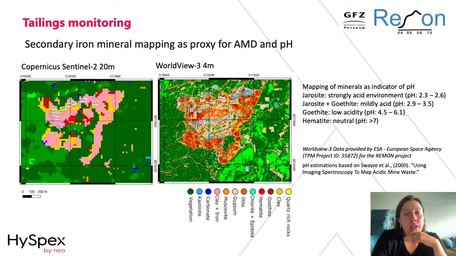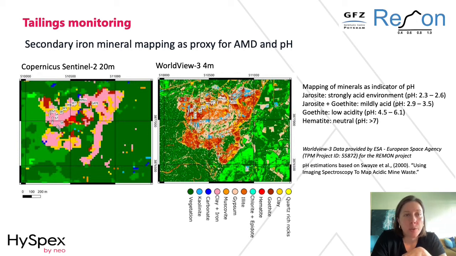Another approach for iron is tailings monitoring, which means that we can use secondary iron minerals and map them as proxies for acid mine drainage, AMD, or for pH. And I wanted to show you a comparison between a satellite, so this is Sentinel-2, and a superspectral satellite, the commercial WorldView 3 sensor. And this is the VNIR only with 4-meter pixel resolution.